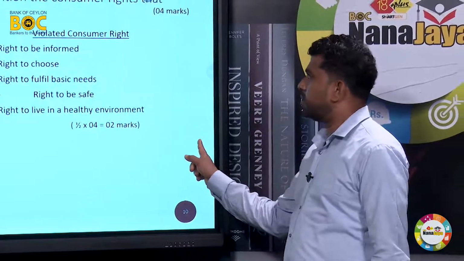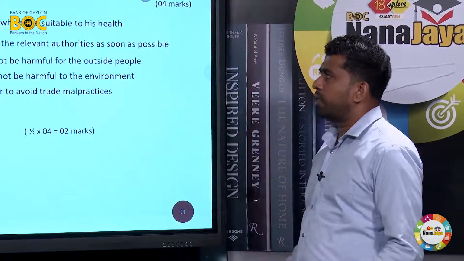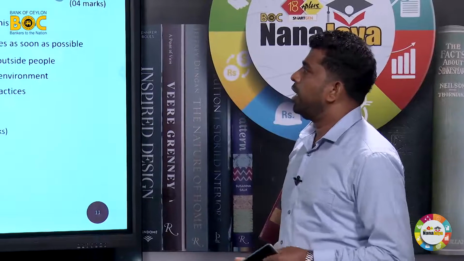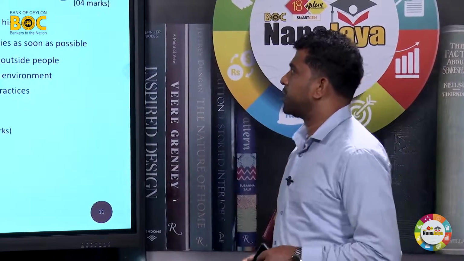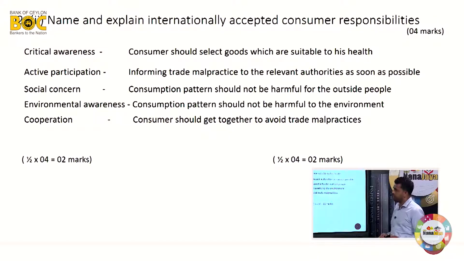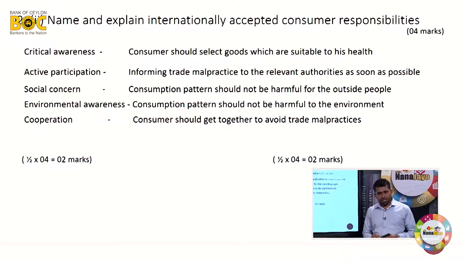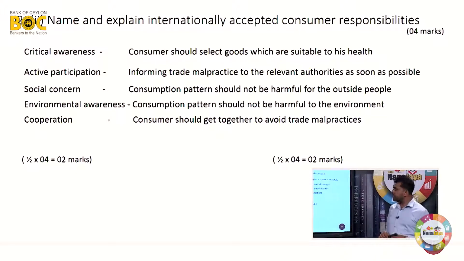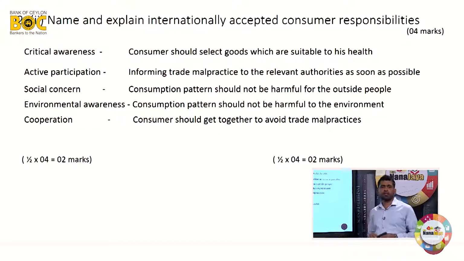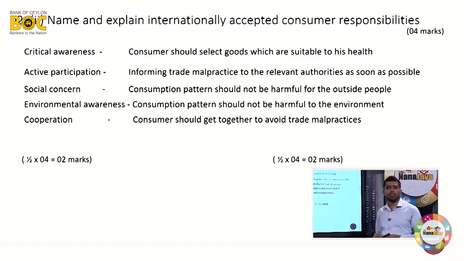Let's move on to the next question. Roman number 2 of question number 2. Name and explain internationally accepted consumer responsibilities. There are 5 internationally accepted consumer responsibilities: critical awareness, active participation, social concern, environmental awareness, and cooperation.